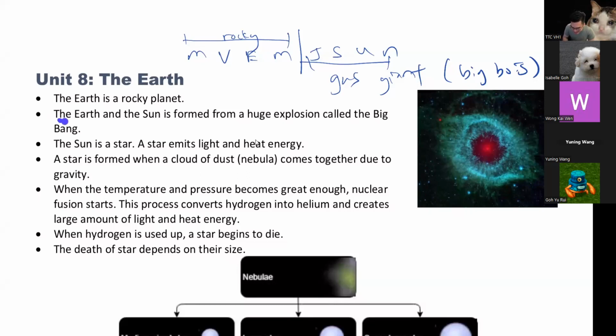Right, so guys, the Earth and the Sun are formed from a huge explosion called the Big Bang. You know what's the Big Bang? Guys, you guys are considered Gen Z, isn't it? Oh, you guys are Zoomers, huh? So, you know what's the Big Bang? Big Bang is how this universe came to be, right? There was a bang, and then there was the universe. There is a universe, and then there's everything. So that's the Big Bang, right, guys?